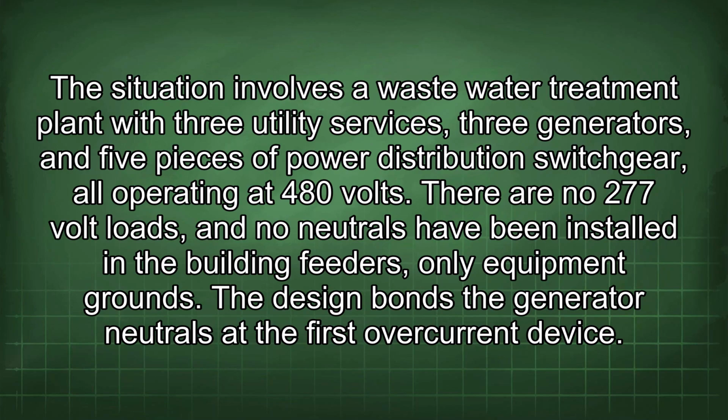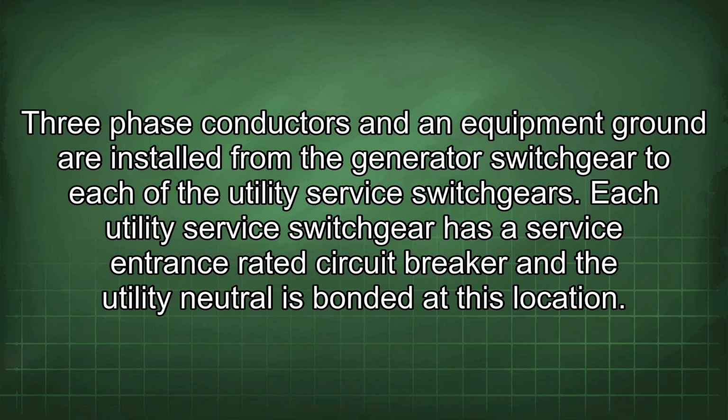The situation involves a wastewater treatment plant with 3 utility services, 3 generators, and 5 pieces of power distribution switchgear, all operating at 480 volts. There are no 277-volt loads, and no neutrals have been installed in the building feeders, only equipment grounds. The design bonds the generator neutrals at the first overcurrent device. 3-phase conductors and an equipment ground are installed from the generator switchgear to each of the utility service switchgears.